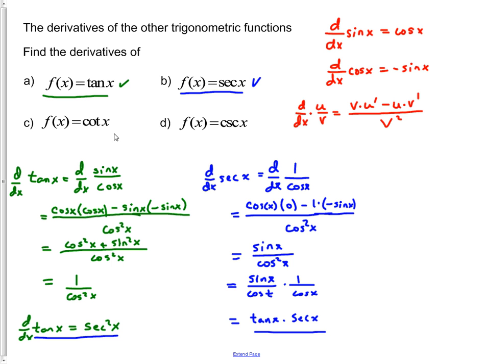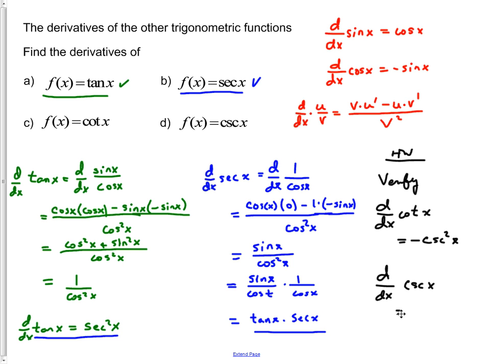For homework, you're going to verify the following: that you indeed get the derivative with respect to x of the cotangent of x equal to the negative of the square of cosecant of x, and that likewise the derivative with respect to x of the cosecant of x will be equal to the negative of the cosecant of x times the cotangent of x.